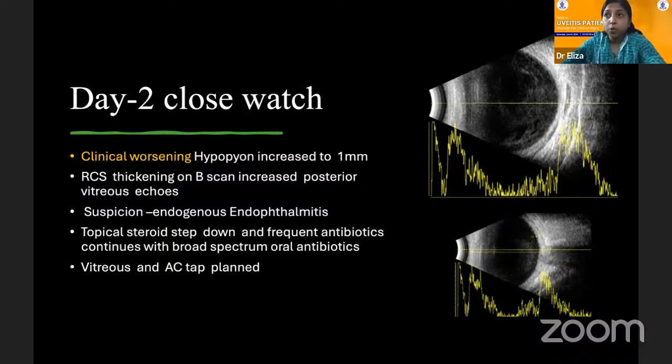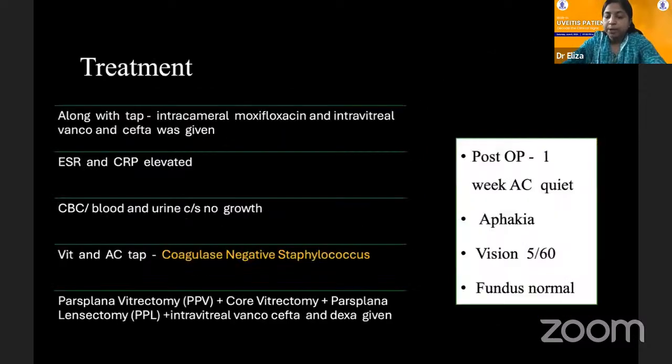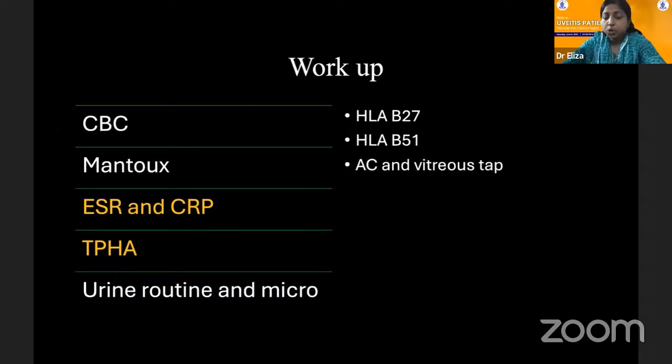So even though it looks so inflammatory at the first sitting, it is very important to keep a close watch. And whenever we note worsening on hourly Predforte, we step down the Predforte, and then we continued frequent antibiotics. So we planned a vitreous and AC tap, which showed coagulase negative staphylococcus endogenous endophthalmitis. So it was treated accordingly. The important things in the workup of uveitis we will deal with case-wise. A word about ESR and CRP.